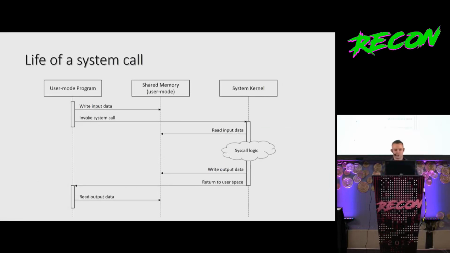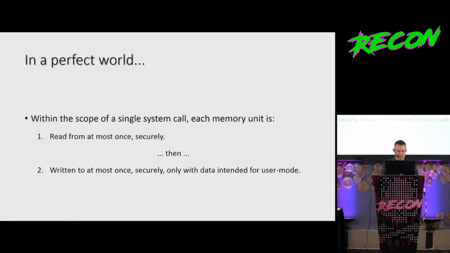We have the user mode program, which wants to invoke a syscall, so it first writes some input data to the user mode memory, then transfers control execution to the kernel. It reads the input data, performs its logic, then writes the output data, returns to user space, and then the user space program can operate on the output data. It's all very simple and obvious. And what we are interested in today is just the two stages of reading input data in the kernel and writing output data, and actually specifically just the second stage.